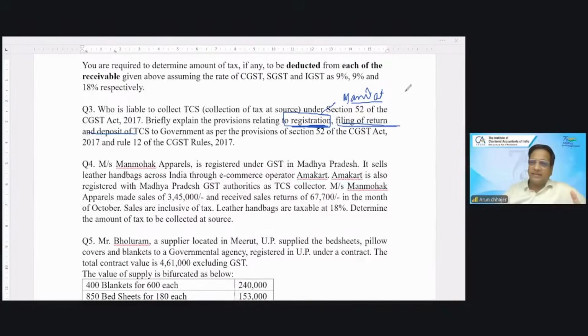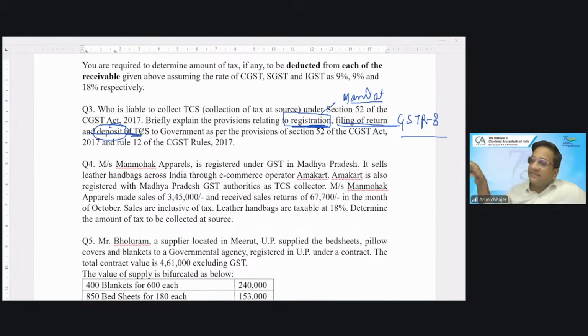ठीक है ना? The GSTR 8. ठीक है बेटा? And what is the date of the depositing the TCS? What is the date to deposit the TCS?